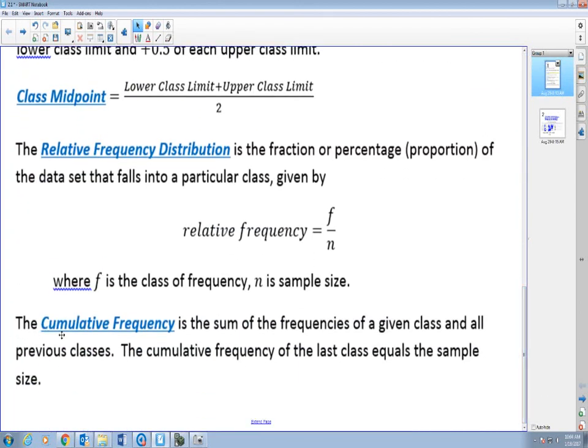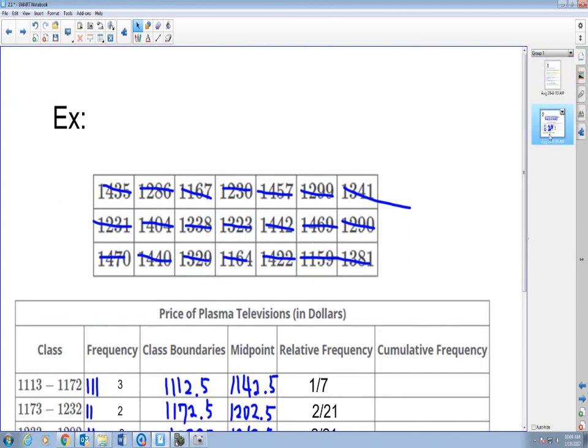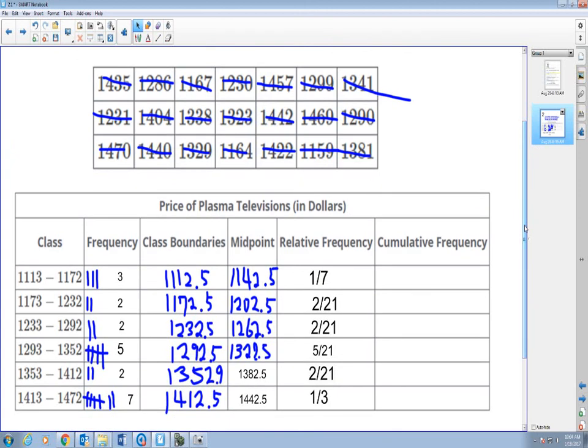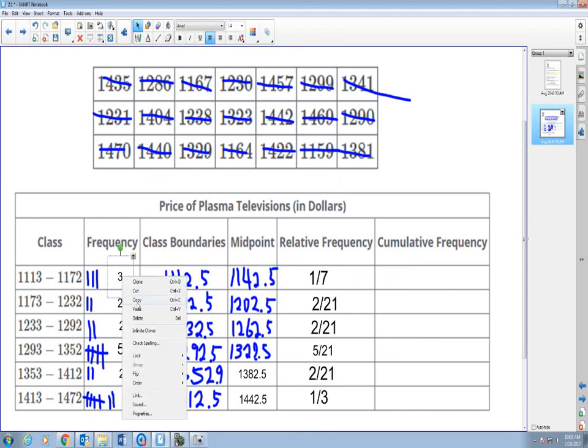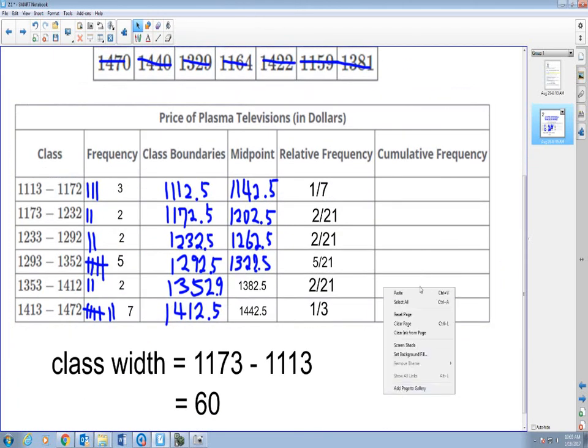Alright, so the cumulative frequency refers to the sum of the frequencies of a given class and all the previous classes. So the cumulative frequency of the very last class should equal the sample size. The word cumulative in statistics means accumulation. Accumulating what was before. So your cumulative frequency for the very first class still has to be 3, because there's nobody before that.